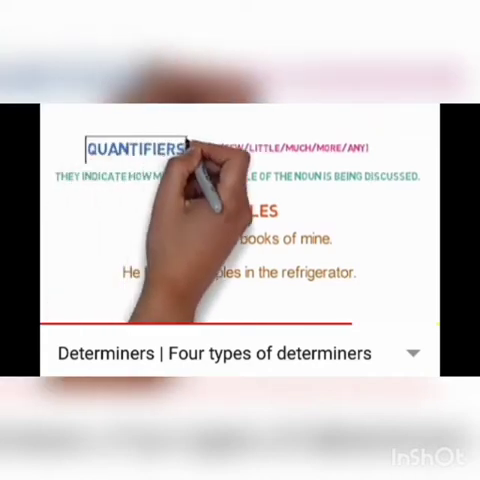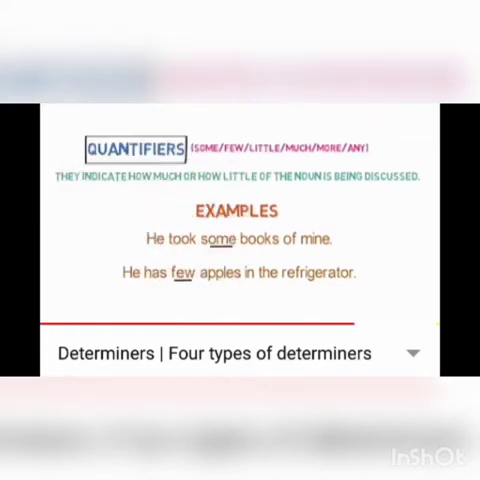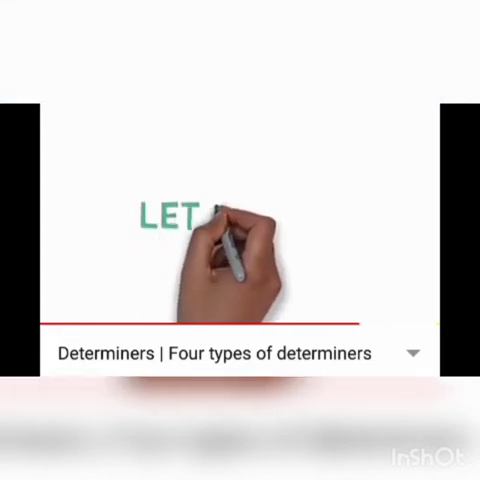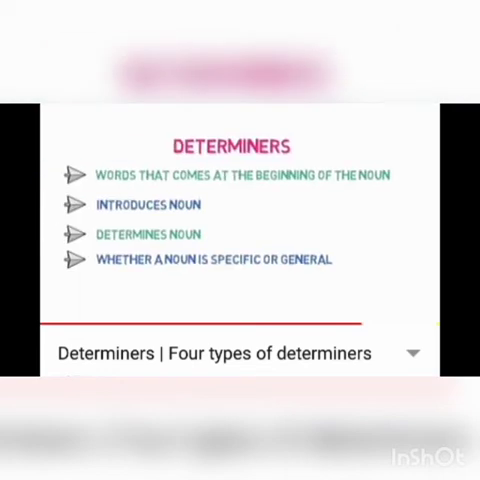So this is all about determiners in this video. Let's quickly revise what we learned in this lesson. Firstly, we understood what determiners exactly are. Determiners are words that come at the beginning of a noun and basically introduce a noun, and they determine the noun, that is whether a noun is specific or general. Then we saw 4 different types of determiners with examples.